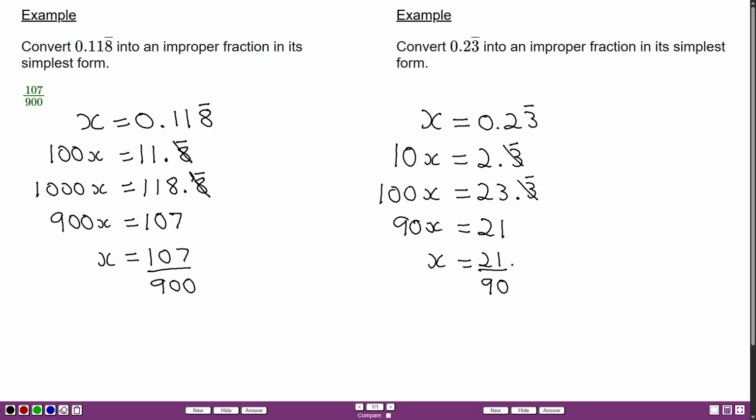Now that does simplify a little bit. They're both in the 3 times table. So 90 divided by 3 is just 30, and 21 divided by 3 is 7. So that gives me a final answer of 7 over 30. And we're done.